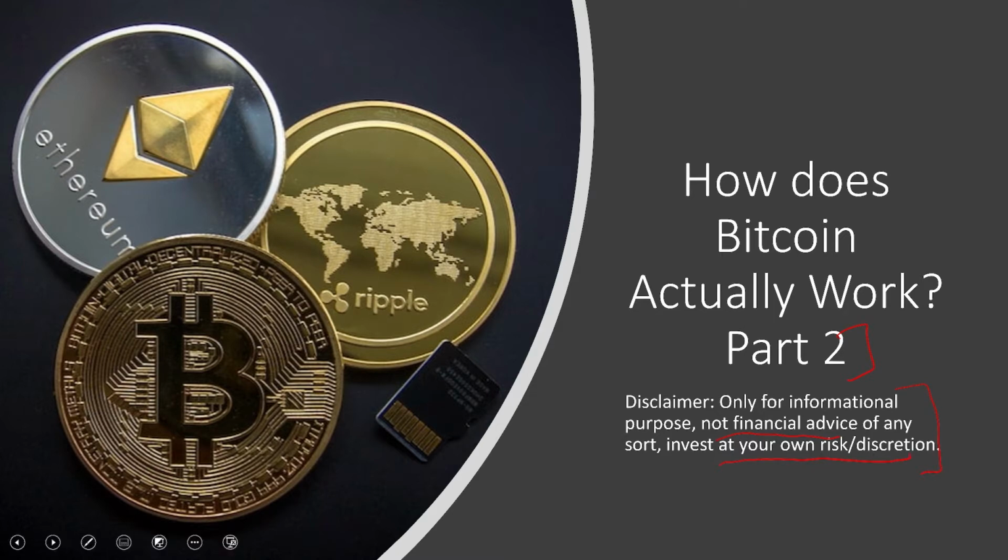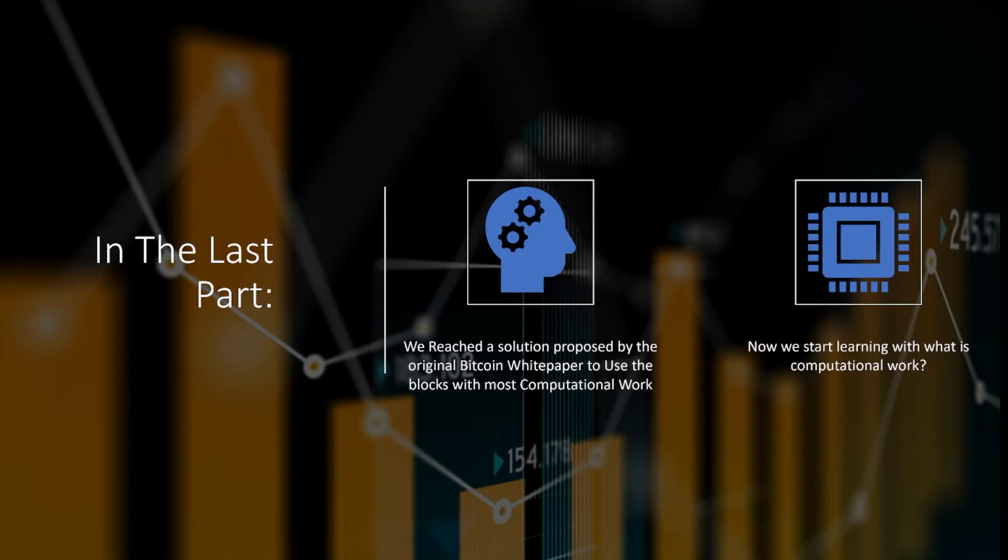So in the last part, we reached a solution which was proposed by the original Bitcoin, understanding various levels of problems, and we understood the solution the original Bitcoin white paper gave was that we should trust the blocks with the most computational work. In this part, we will learn what computational work is.